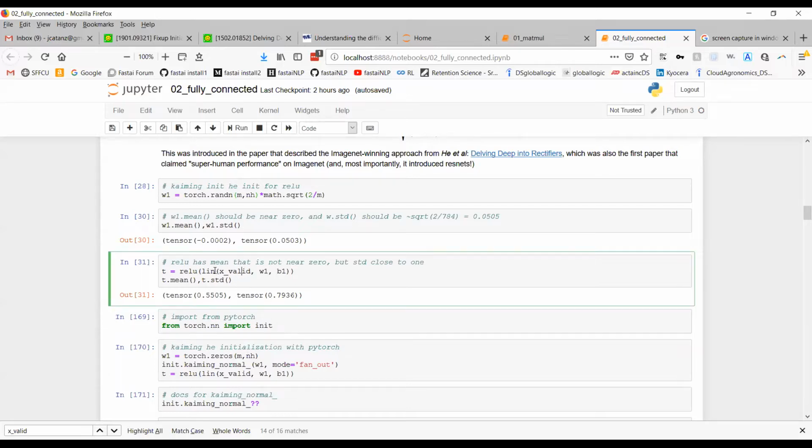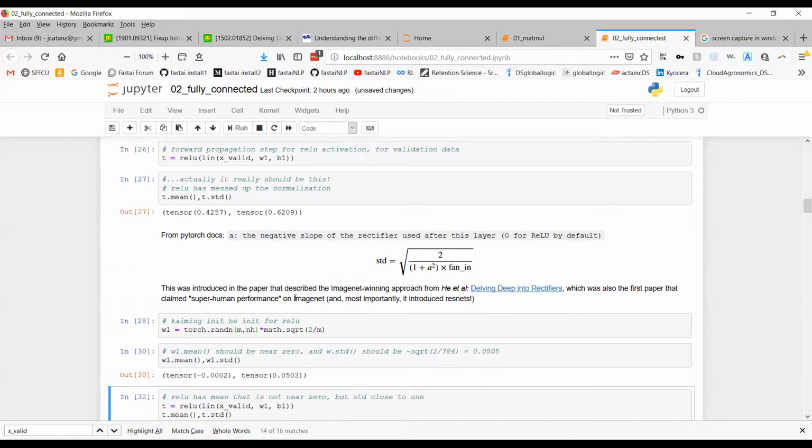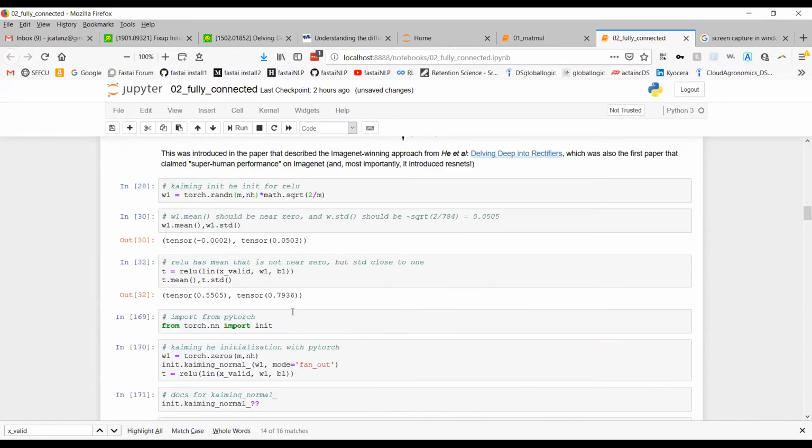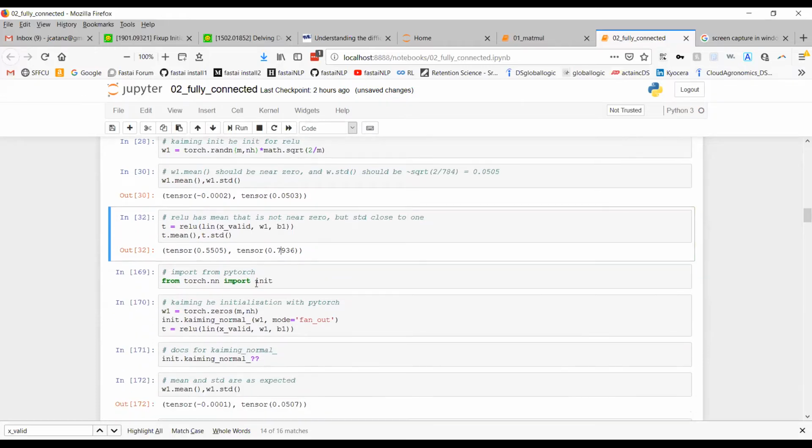Okay, so now we're going to run the ReLU. We're going to do the first 2 layers, the linear layer followed by the ReLU, and look at what we get. We're getting that the mean is close to 1/2. The standard deviation is about 0.8, which is sort of close to 1, or at least it's closer to 1 than we saw before. That was 0.6. So we did get an improvement in the standard deviation. We're expecting it to be close to 1.